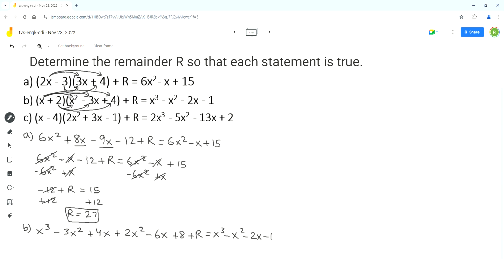Next, we can combine the like terms on the left side of the equation. Negative 3x squared and 2x squared are like terms. Negative 3 plus 2 is equal to negative 1. So we get just minus x squared. 4x and negative 6x are like terms. We get negative 2x.